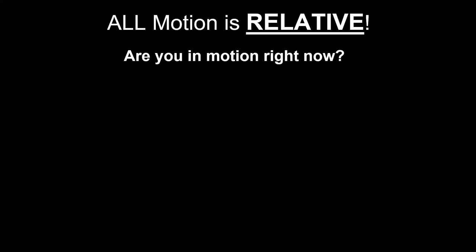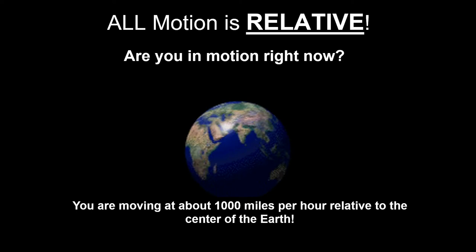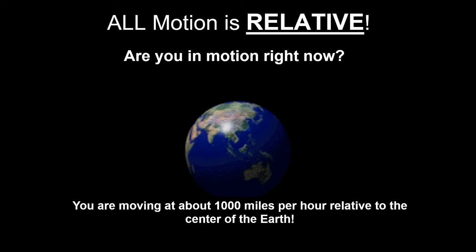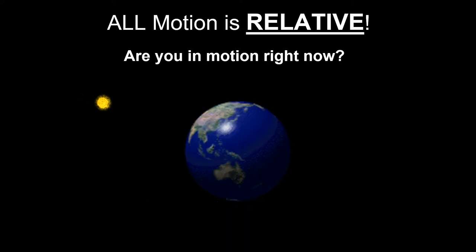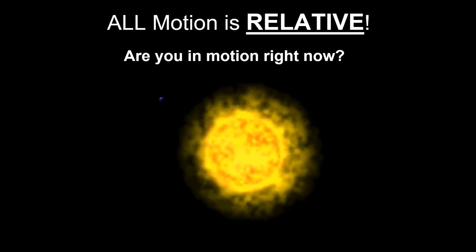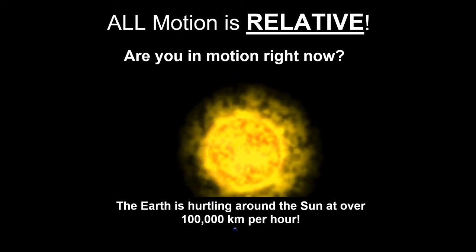Are you in motion right now? Well, this has multiple answers. You are moving at about 1,000 miles per hour relative to the center of the Earth, just based off of the Earth's rotation. We also know that the Earth orbits the Sun, and the Earth is hurtling around the Sun at over 100,000 kilometers per hour. So maybe that's your current motion, that's your velocity.